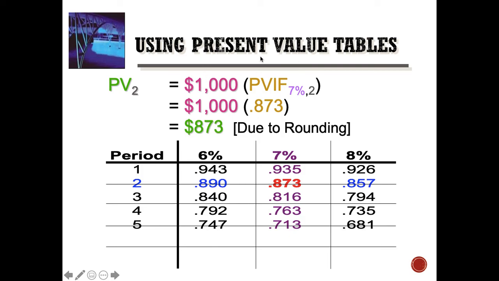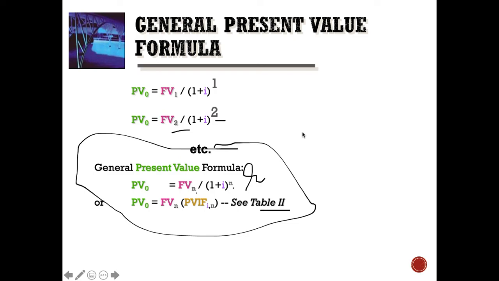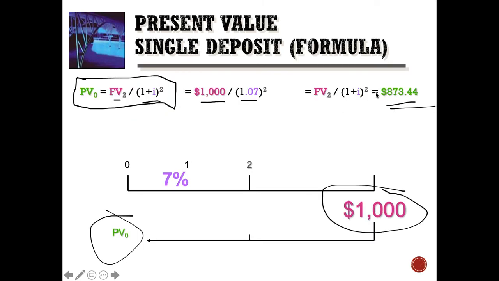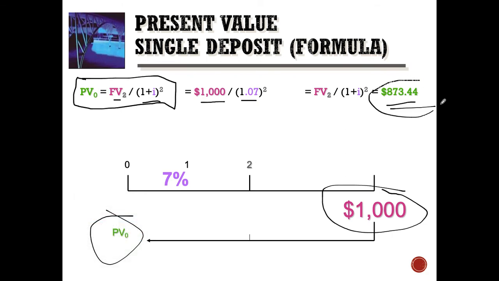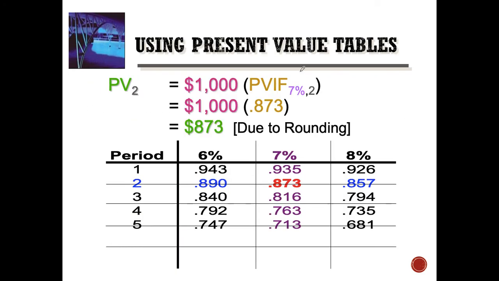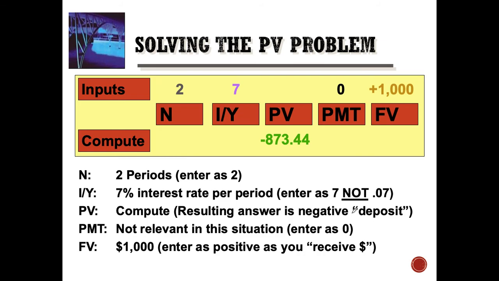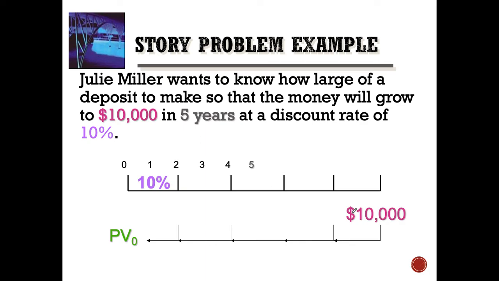If we use the present value tables, PV2, the result is here, $873. It's almost the same. The difference is due to rounding. It's almost the same whether we use the formula or the present value tables. There is also the calculator method, but I will skip this.